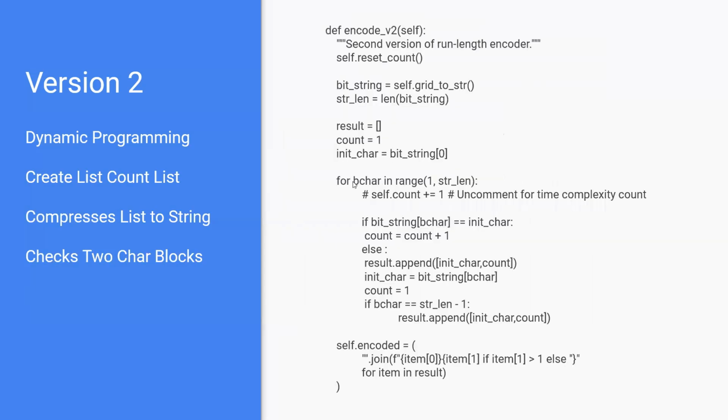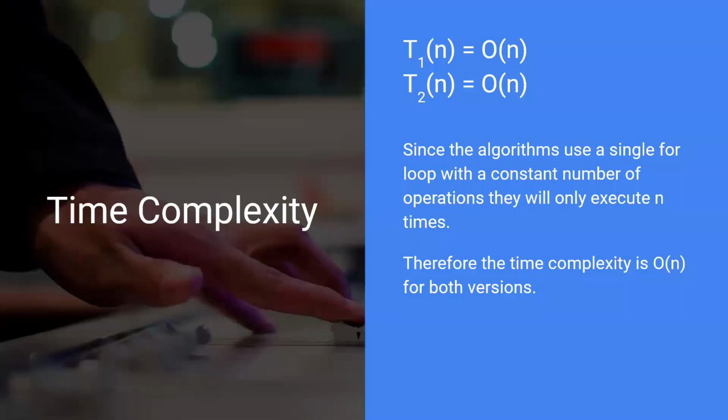Here's the code for that. Again, recognize the for loop. That's important because that'll go both for memory and space. And we have time complexity. On to the time complexity.